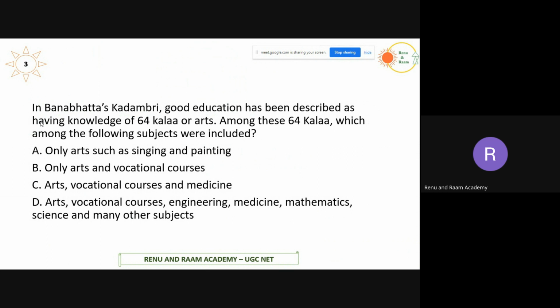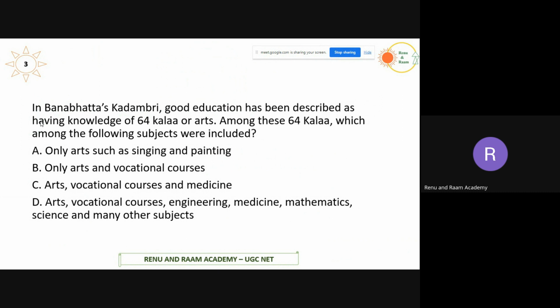Good education has been described as having knowledge of 64 kala or arts. Among these 64 kalas, which among the following subjects were included? So options are given: only arts such as singing and painting, only arts and occasional courses, arts, occasional courses and medicine, arts, occasional courses, engineering, medicine, mathematics, and scientific and other subjects.